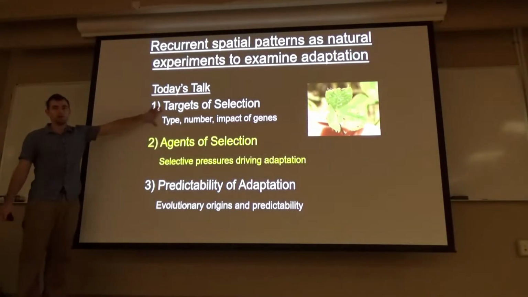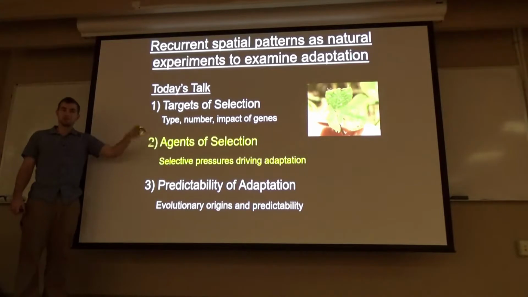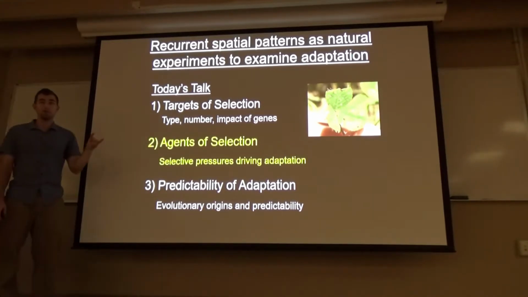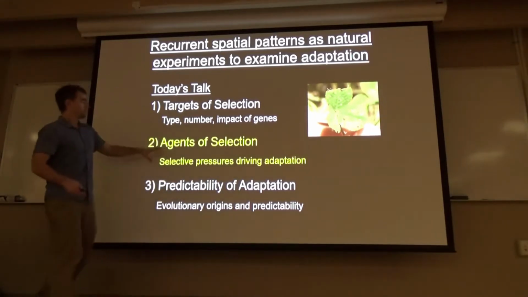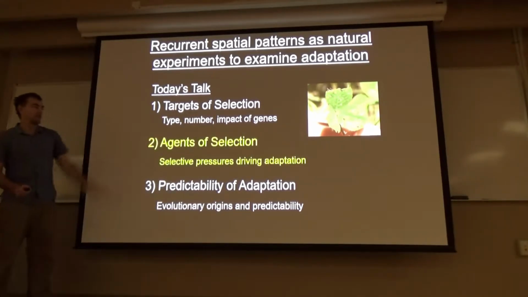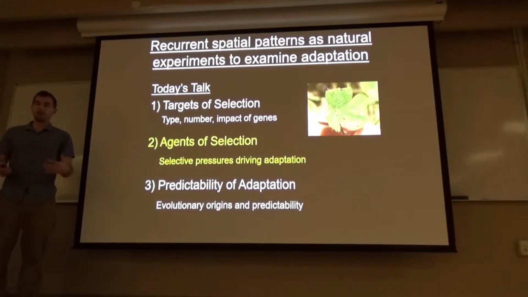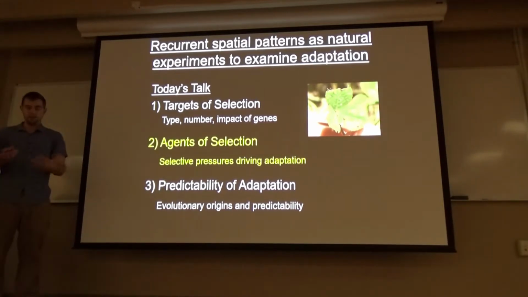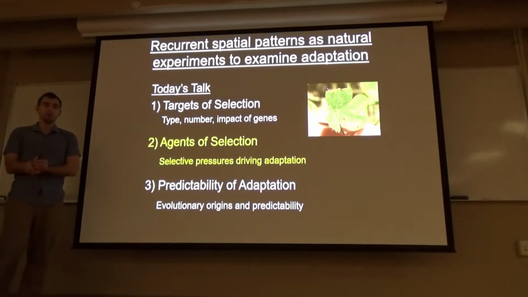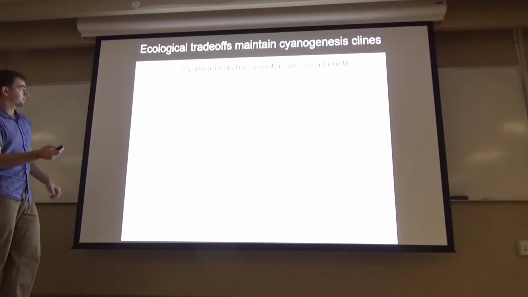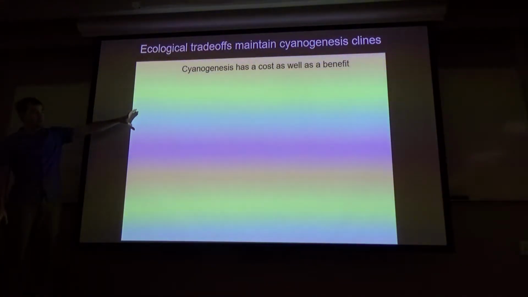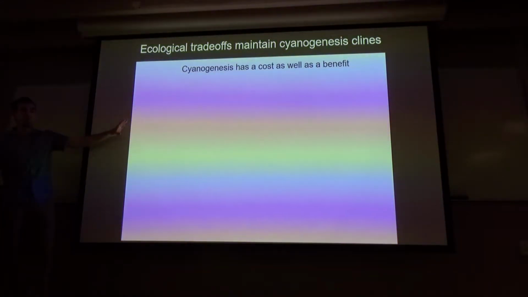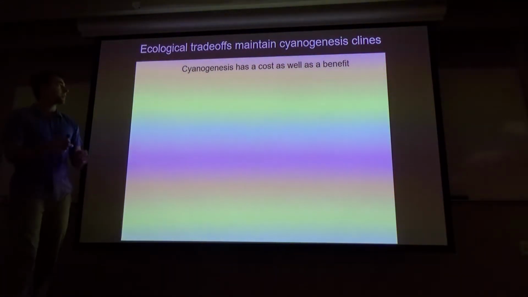So now I've talked about the targets of selection. The difference in cyanogenesis is created by these two different Mendelian polymorphisms that occur because of gene deletion events at the molecular level. Let's move on to agents of selection and think about what selection pressures actually drive adaptation in this system. This is one of the reasons why these Mendelian polymorphisms are great to study. We can actually do experimental manipulations with these. So, backing up, let's talk about the ecological selection pressures that actually create this variation in these cyanogenesis clines that I've been talking about.